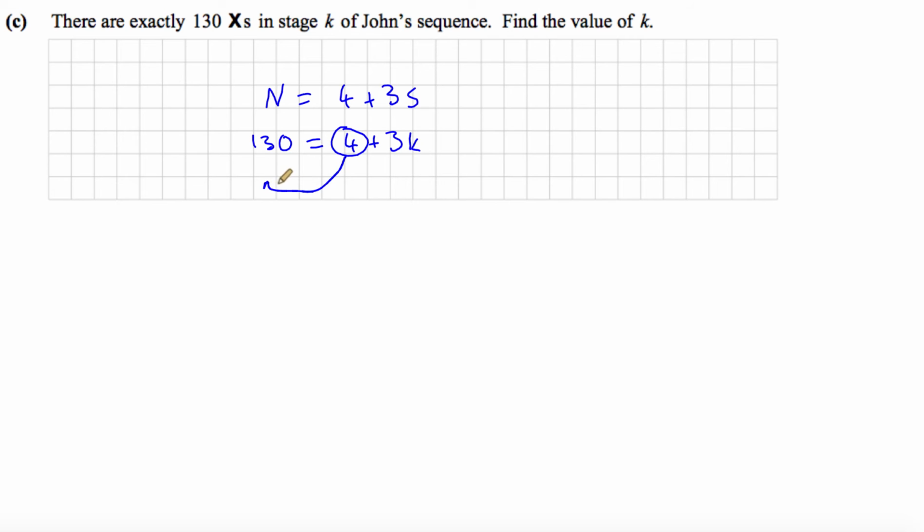We bring this 4 over. Across the equal sign it becomes a negative, so we have 126 is equal to 3k. So now we can divide both sides by 3. The 3's here cancel. So we have k is equal to 126 divided by 3, which is 42. So that's the value of k.